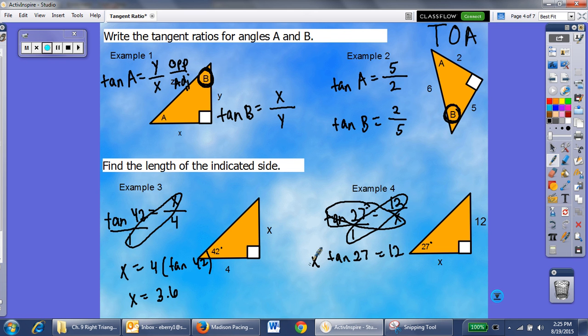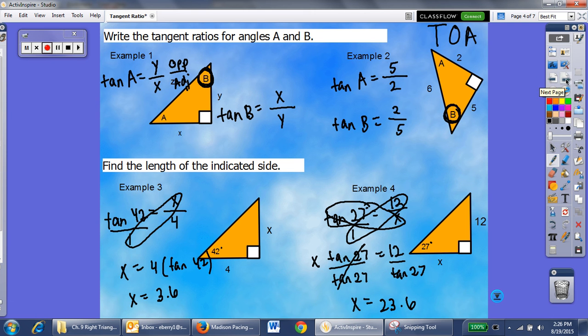We want the x to be by itself here, so I need to get rid of tan 27. That means I'm going to divide by tan 27 on both sides. So this part goes away, and I'm left with x equals this part. Again, take out your calculator. You're going to type in 12 divided by tan 27, and you should get 23.55, so I'll round that to 23.6. So that means x, the side length, is 23.6.